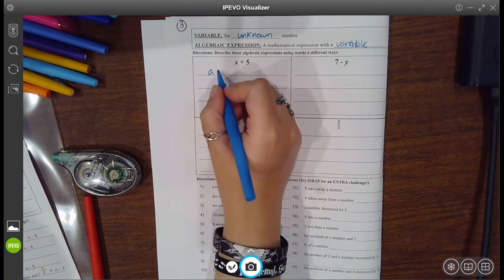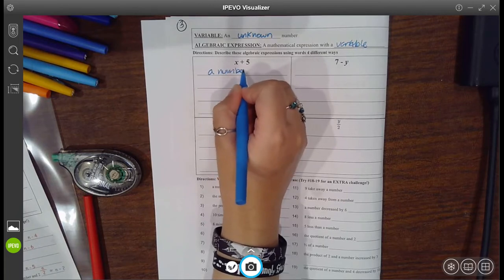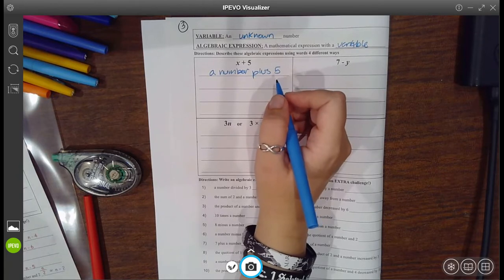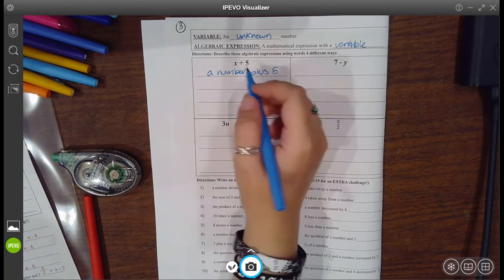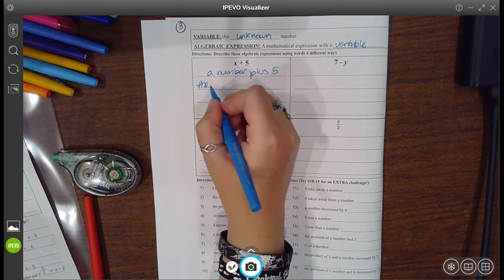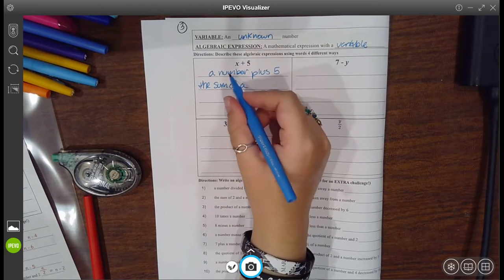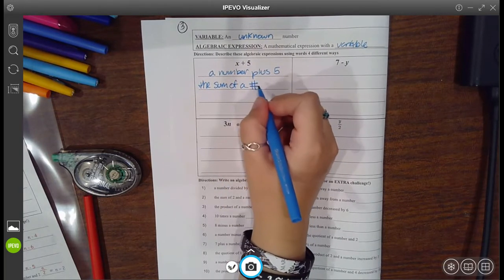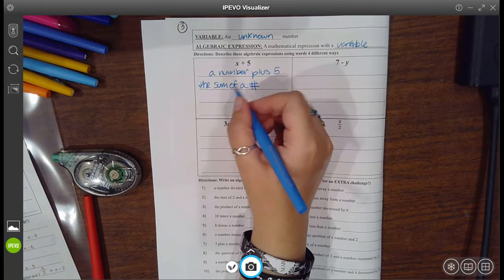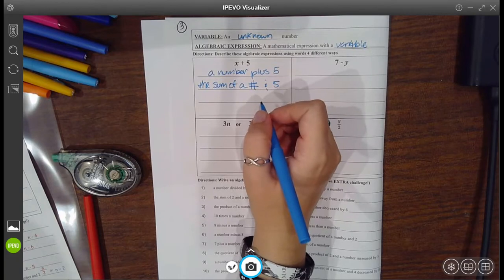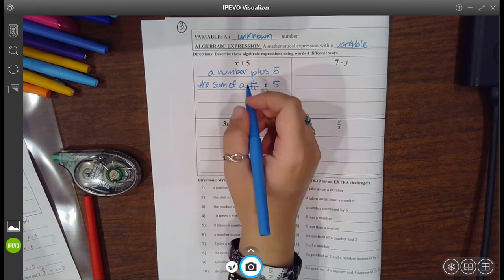So we're literally just going to put a number plus 5. What's another word to represent plus? Sum, right? So the sum of, and instead of writing a number out each time, I can just do a hashtag that says a number. The sum of a number and 5. Can you think of any others?